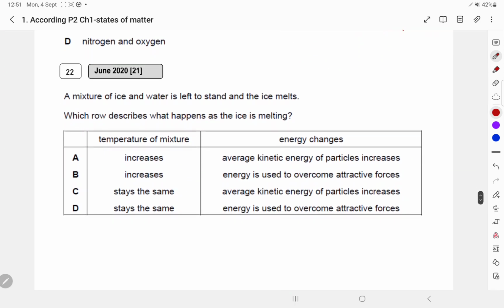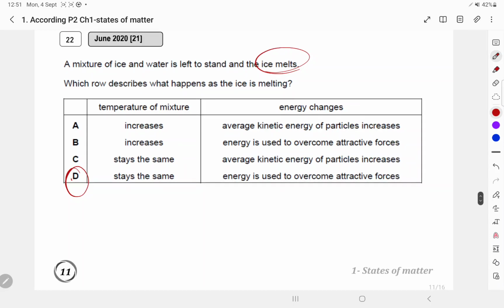A mixture of ice and water is left to stand and the ice melts. Which row describes what happens as the ice is melting? You have to know that during the change in state, the temperature remains constant. It doesn't change. Why? Because the energy is used to break or to overcome the attractive forces between the particles. So the answer is D.